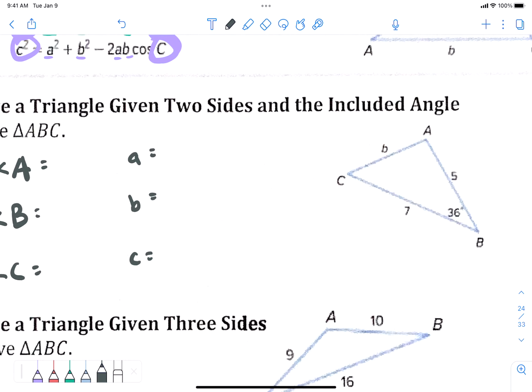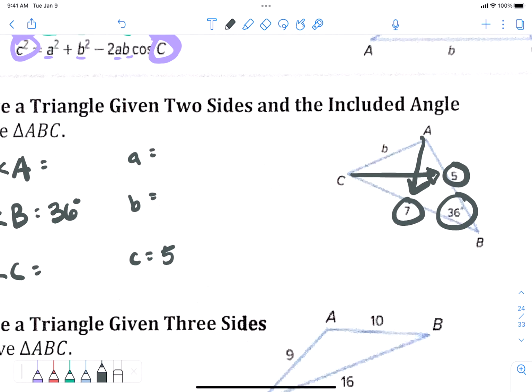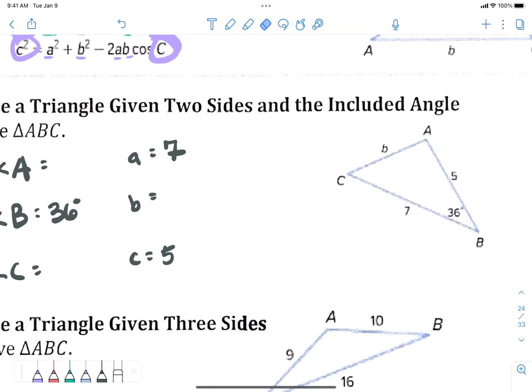So I see 36 degrees over here. Where does that go? That's capital B, okay? And then I see a 5. What's the 5 going to be? Little c, because it's opposite angle C, right? So little c is 5. What's 7? Little a, because it's opposite capital A. So we have 7, and that's all of the information that I know for sure, 100%.